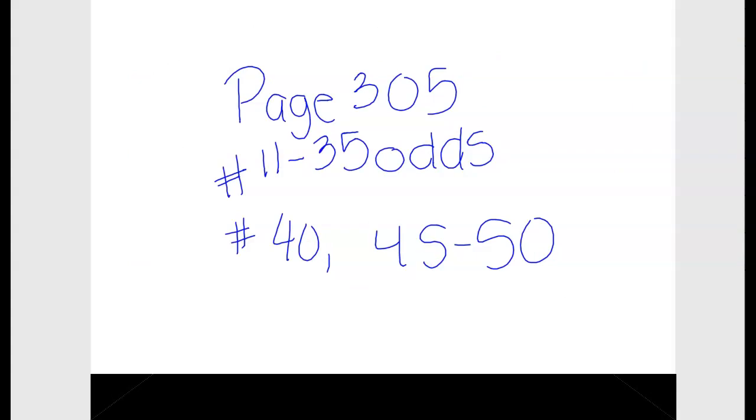Alright, section 3.5, 11 to 35. So 11, it's at odds. And then 40, and then 45 to 50. The 11 through 13 use the MVT, then like 15, 16, 17 are average values with area under the curve, like we did with the circle. And then there's actually some that are just like definite integrals.